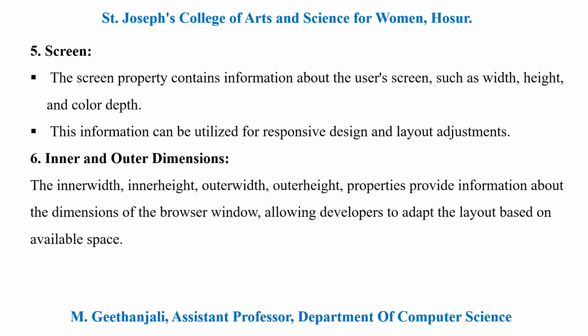And the fifth one is screen. The screen property contains information about the user's screen, such as width, height, and color depth. This information can be utilized for responsive design and layout adjustment. And the sixth property is inner and outer dimensions. The innerHeight, innerWidth, outerHeight, and outerWidth are the properties that provide information about the dimensions of the browser window.